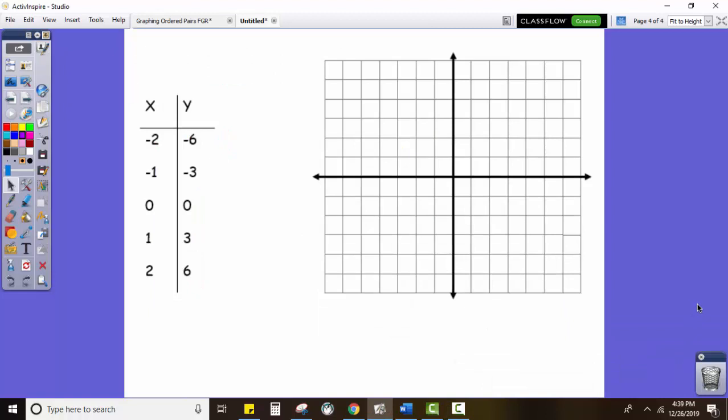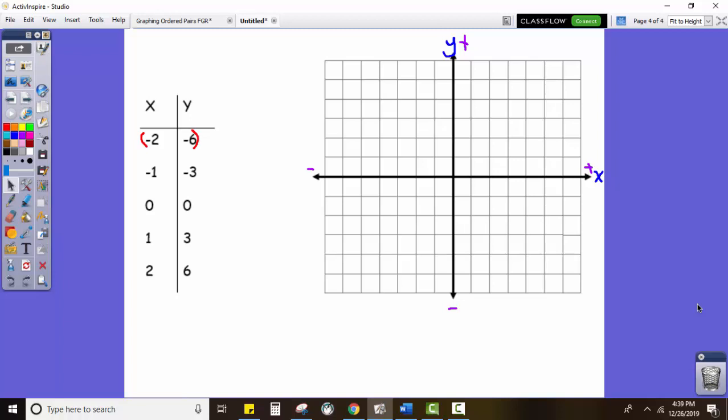And for the second one, the first thing I'm going to do is label my axes. So the x-axis right there on the horizontal, the y-axis on the vertical, so I put x and y there. And then I'm going to label the positive and negative sides of the x and y axis. So on the y, the upper part is positive, bottom part is negative. On the x, the part on the right is positive, and below 0 on the left is negative.